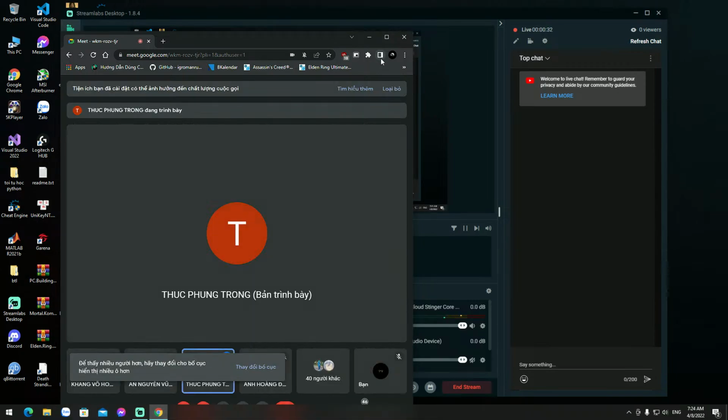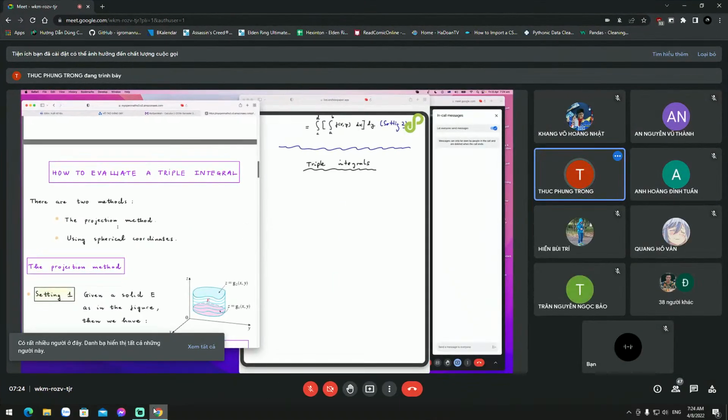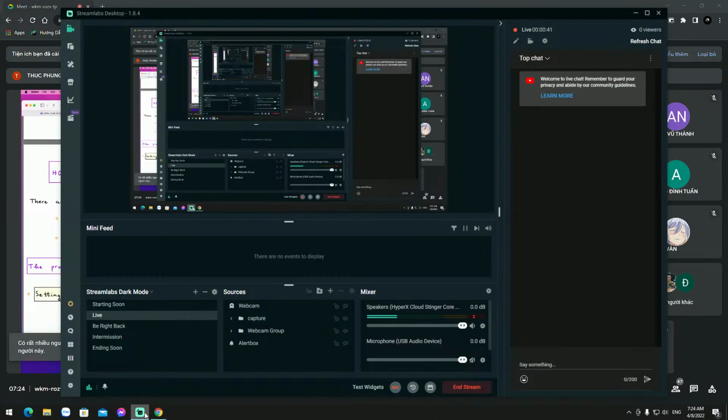Very analogous to double integrals, right? We also had two methods. The projection method, or you can say Fubini's theorem. And now for the second method, we have the use of spherical coordinates.